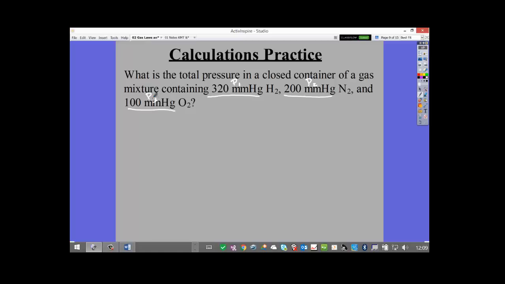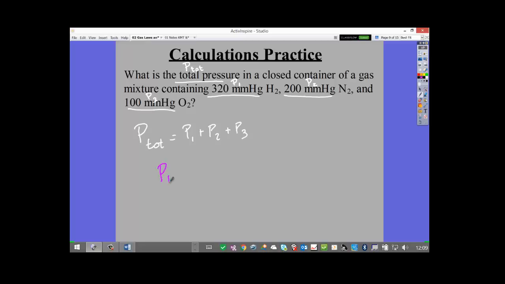And what is the question asking me? What's the total pressure? So I'm going to label it as P total. What formula am I going to use? Dalton's law. Very good. So P total equals the sum of all pressures: P1 plus P2 plus P3. Basically, we just add that. Now all I'm going to do is plug in the numbers.